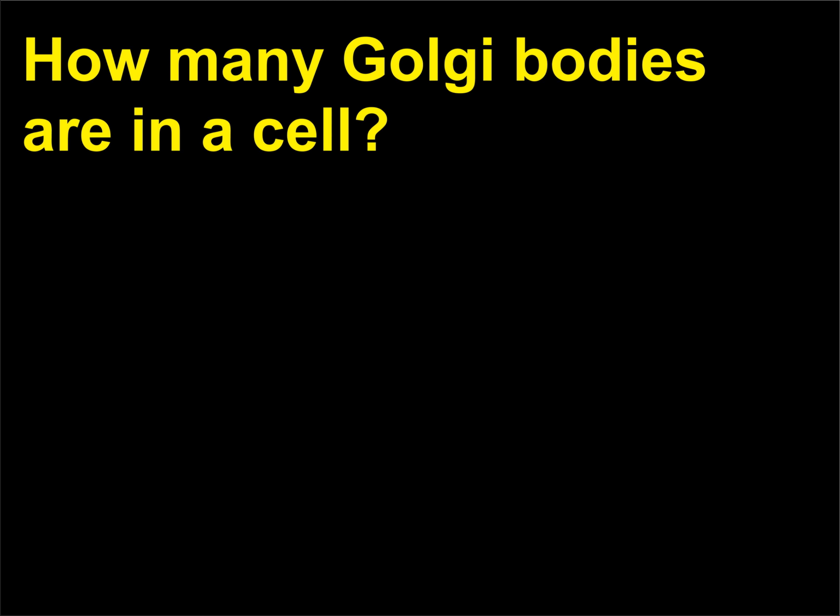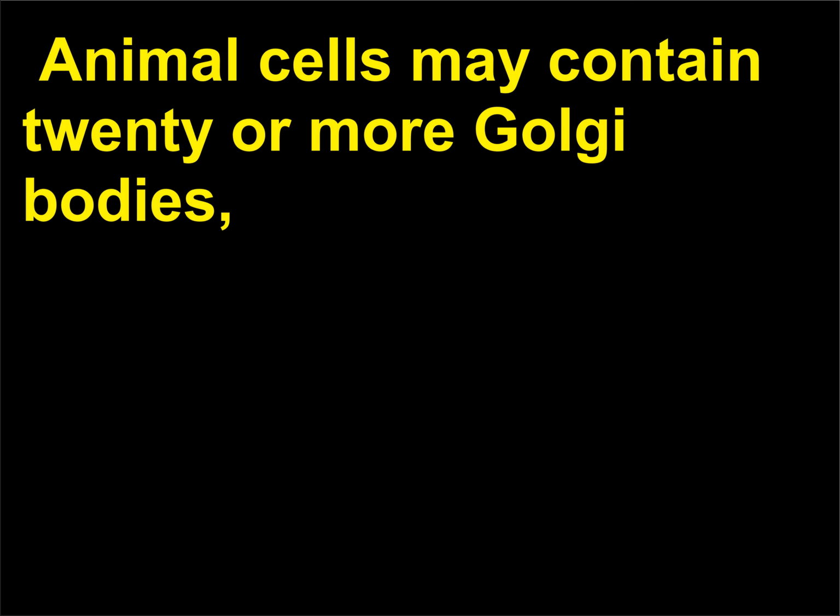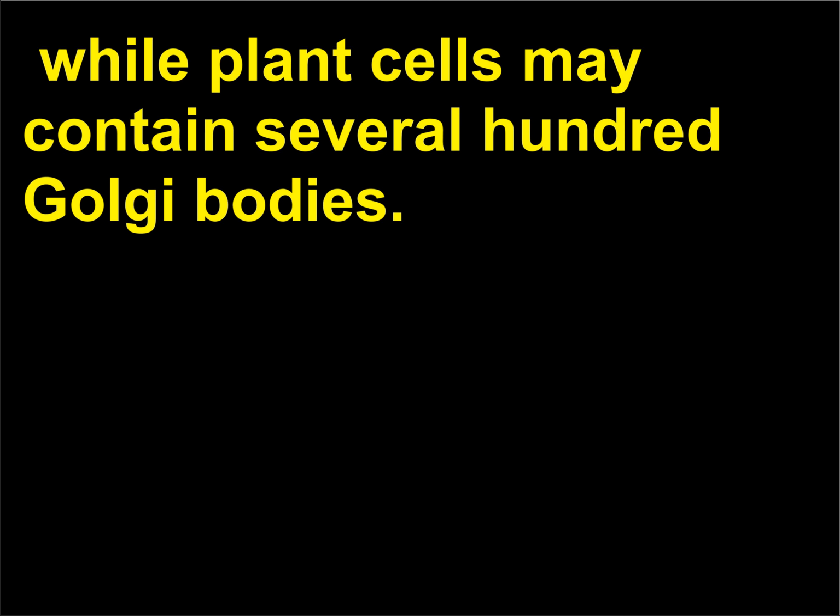How many Golgi bodies are in a cell? Protists contain one or a small number of Golgi bodies. Animal cells may contain 20 or more Golgi bodies, while plant cells may contain several hundred Golgi bodies.